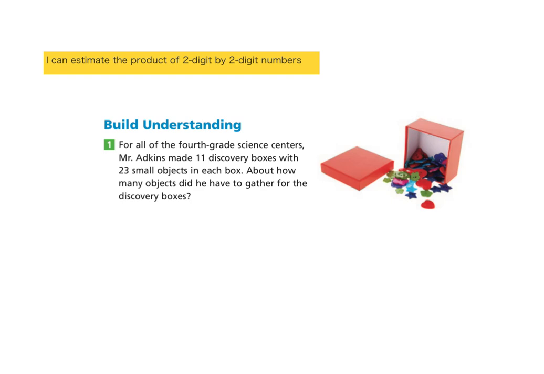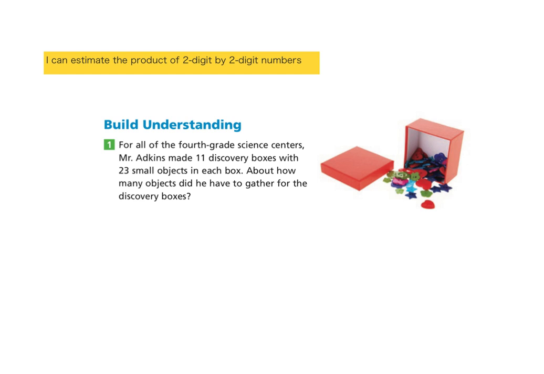All right, the target of this video is I can estimate the product of 2-digit by 2-digit numbers. All right, let's look at our problem. For all of the 4th grade science centers, Mr. Adkins made 11 discovery boxes with 23 small objects in each box. About how many objects did he have to gather for the discovery boxes?